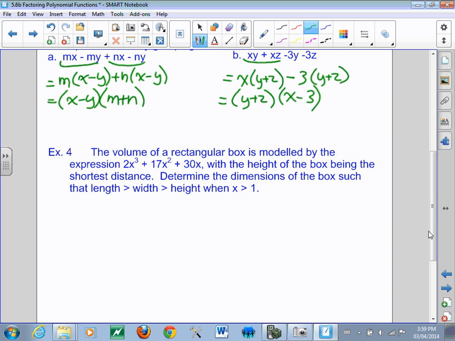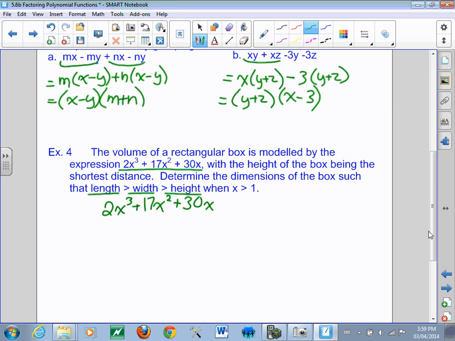Last question. The volume of a rectangular box is modeled by the expression given right here, with the height of the box being the shortest distance. Okay? Determine the dimensions of the box such that the length is the greatest, then the width, then the height when x is greater than 1. So first thing we need to do is do some factoring. Okay? Is there a common factor we can do with this? I'm just going to actually write the question out first. Okay, then it's down below here.